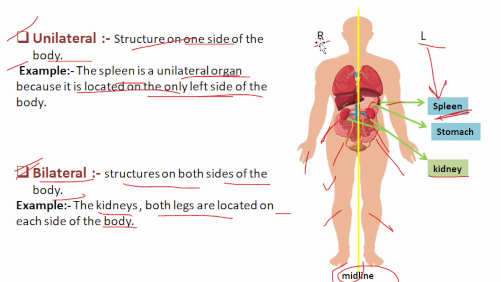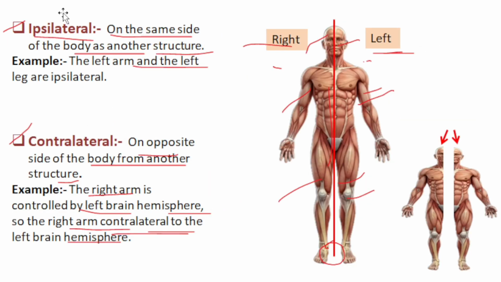And bilateral, the structure that is present on both sides of the body, is called bilateral. Bi means two and uni means one, and lateral means side. Then ipsilateral, the organ that is present on the same side of the body is called ipsilateral. Then contralateral, the structure that is present on the opposite side of the body from another structure is called contralateral.